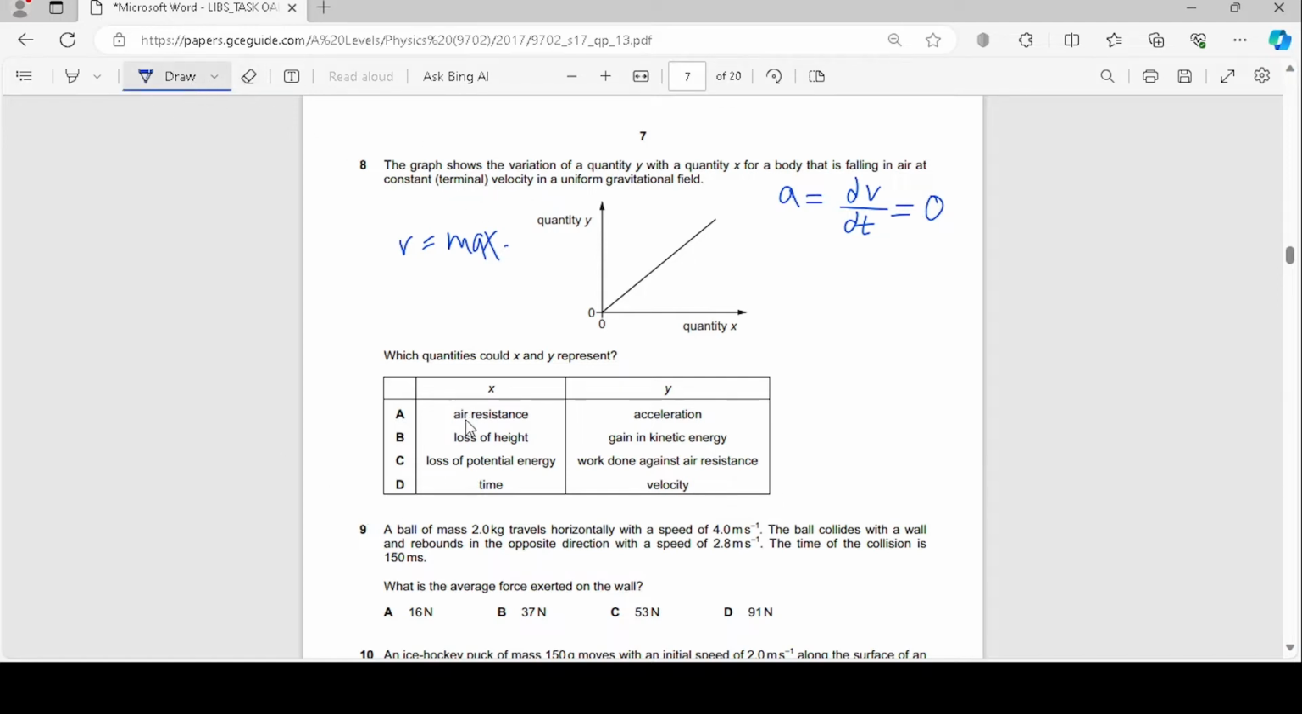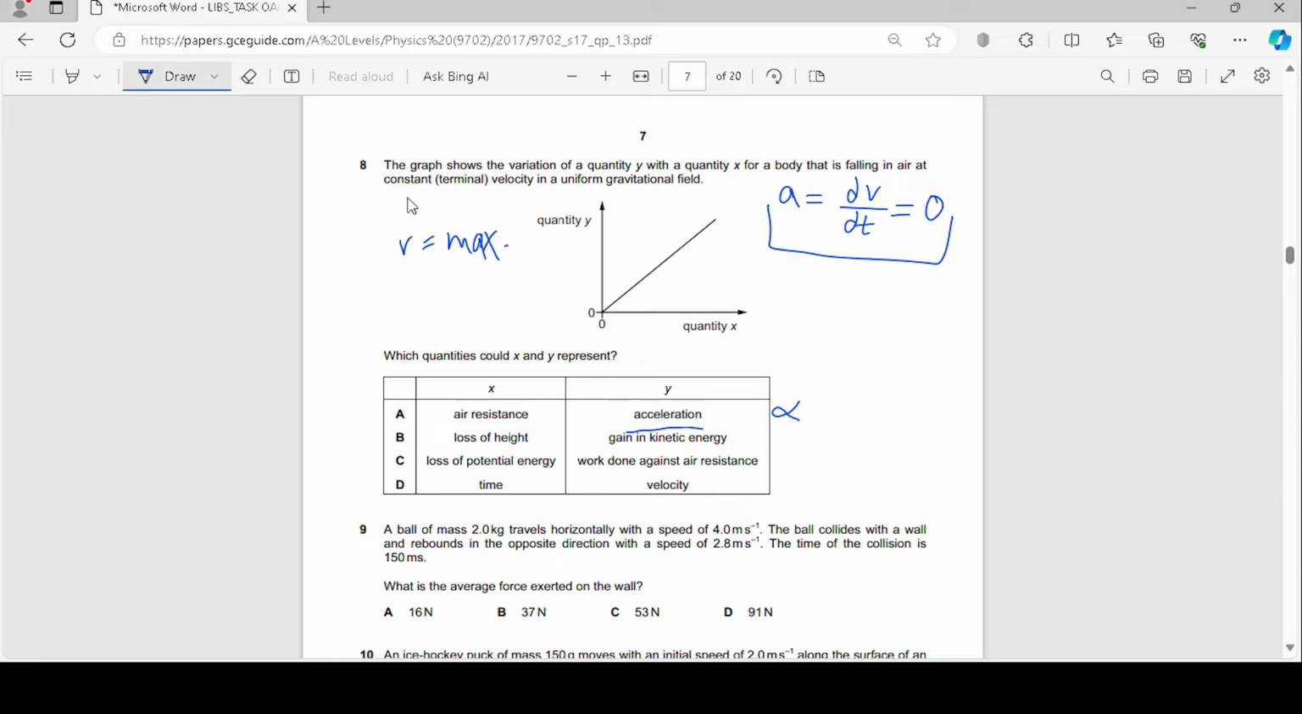First, we have the x being a resistance and y being acceleration. That is not true or impossible, because acceleration, as I already mentioned, is 0, and this is for a body that is falling in air at constant terminal velocity, right? And at terminal velocity, your acceleration is 0. So that means we cannot have acceleration supposedly increasing like this, right? You cannot have it like that. So you cannot have this as the correct answer.